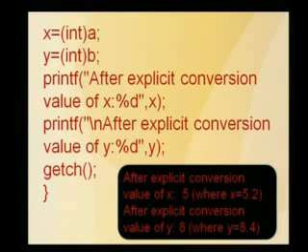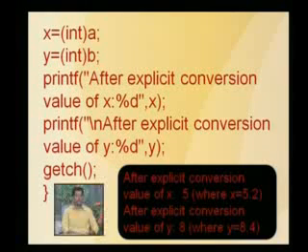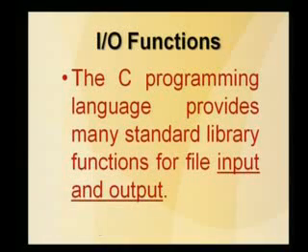Now the output will be, after explicit conversion, value of x is 5. If we give x equals 5.2, that is converted into the integer, so the value of x will be 5. Same way, if you give b equals 8.4 and you want to store that value in y in terms of integer, so .4 will automatically be removed by the explicit operation and the value of y will be 8 only.